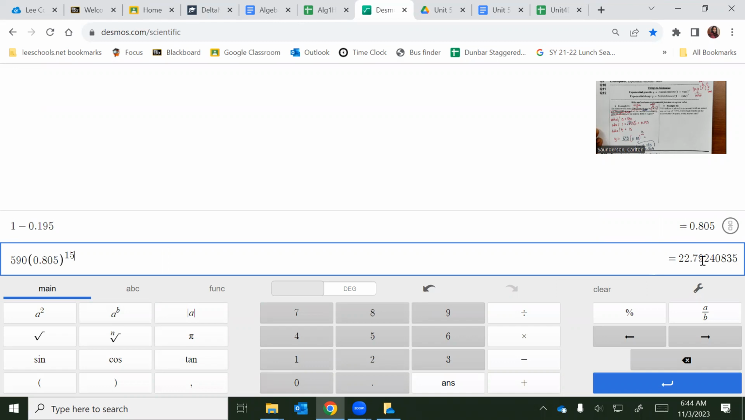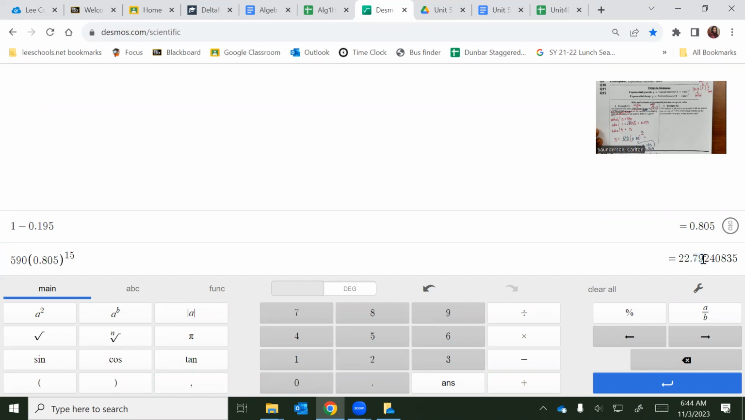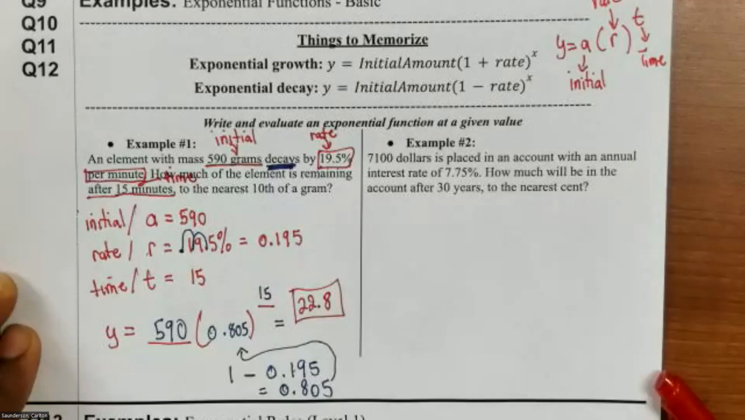So that means you're going to look at the second number after the decimal point. If that number is 5 or larger, this 7 will go up once. Because it was 5 or larger, that 7 is going to go up to an 8. So again, 22.8 is my result.